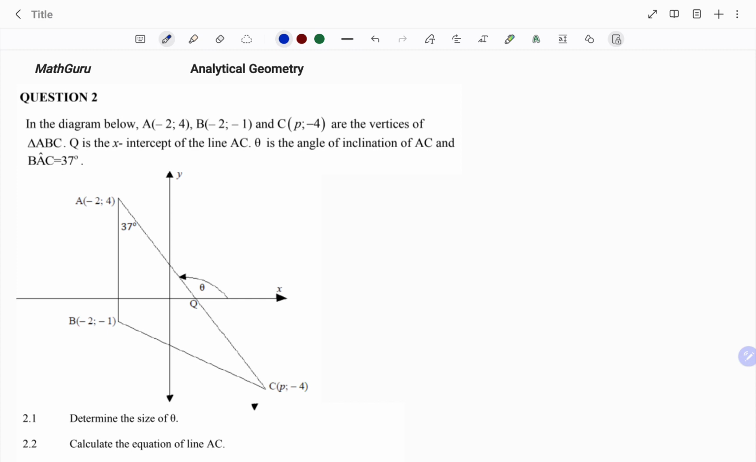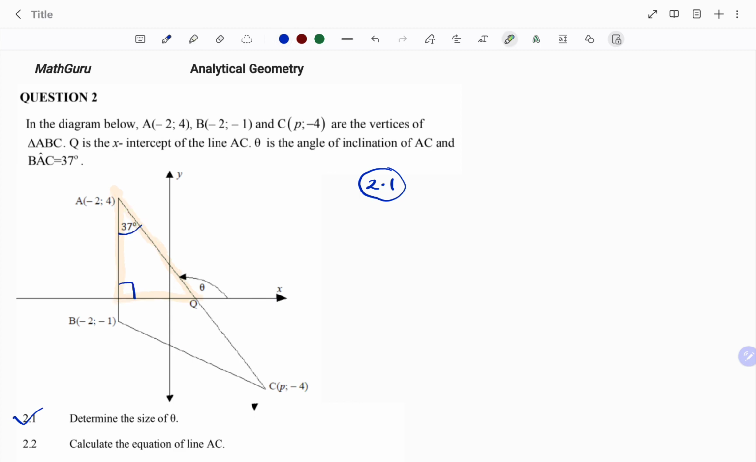The first part of the question says, determine the size of angle theta. To find theta, I'm going to use the triangle highlighted below, such that I know the value of angle theta, using the properties of geometry, which says that the external angle of a triangle is equal to the sum of the two opposite interior angles.